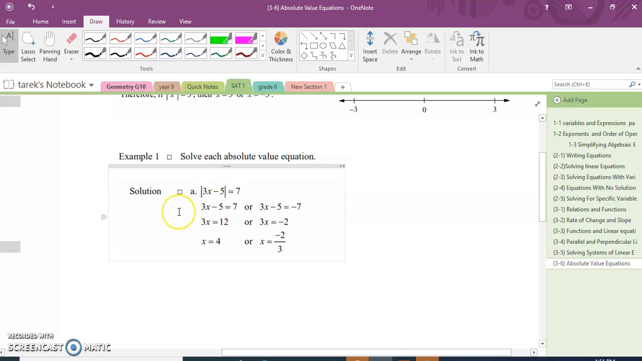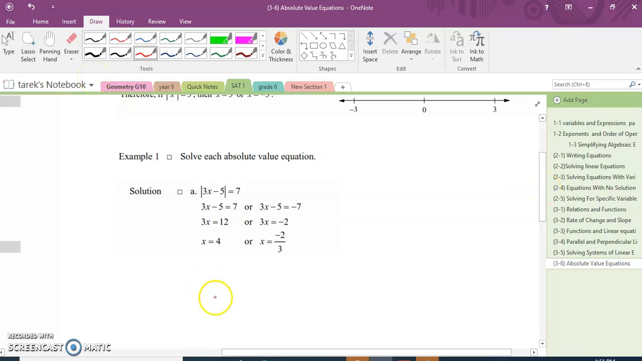So I have to consider that negative 3x minus 5 absolute value is either negative 3x minus 5 equals 7 or negative 7. And then solve these two equations to get the values. The two values for x are different. It's 4 or negative 2 over 3.